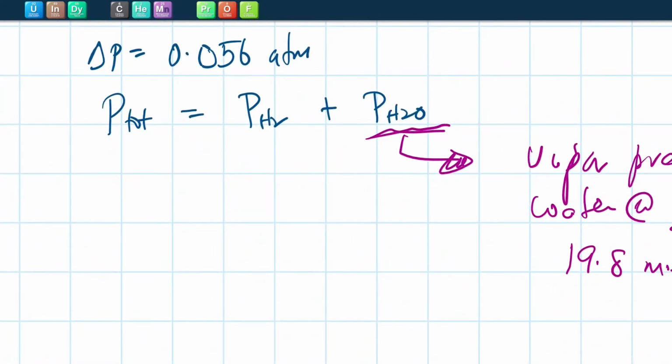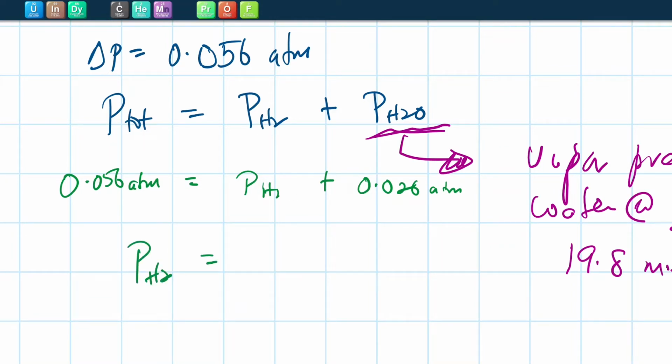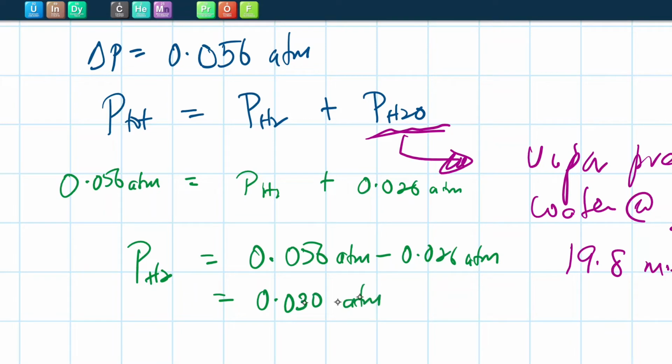So basically 0.026 atmospheres of this total 0.056 atmospheres comes from the vapor pressure of water, which means the vapor pressure of just the hydrogen, which is what we really want, is going to be our total change in pressure minus our vapor pressure of water, which in this example gives us 0.030 atmospheres. That's our partial pressure of hydrogen gas produced from the reaction.